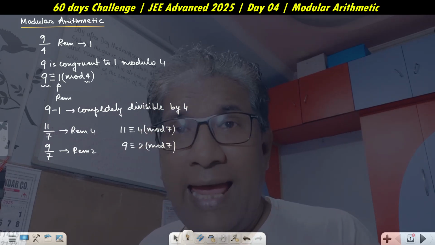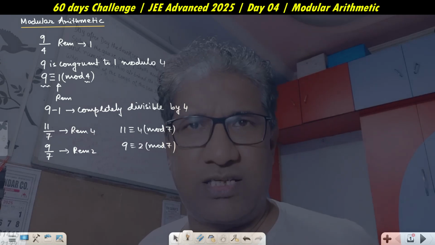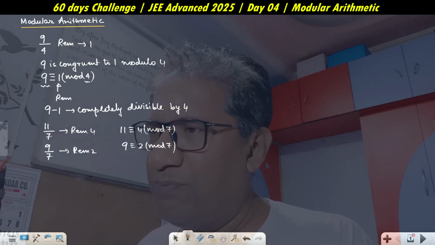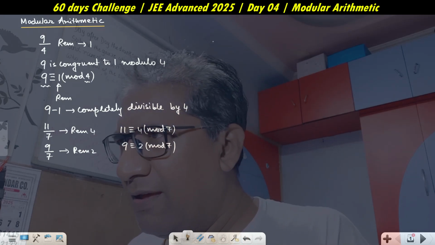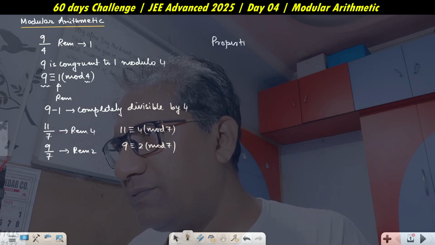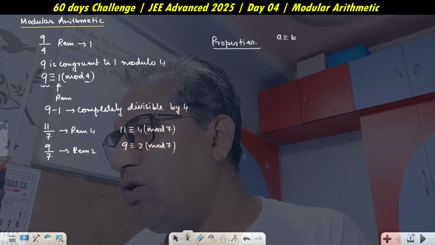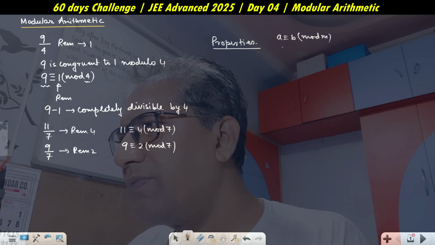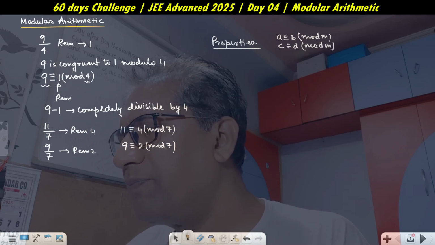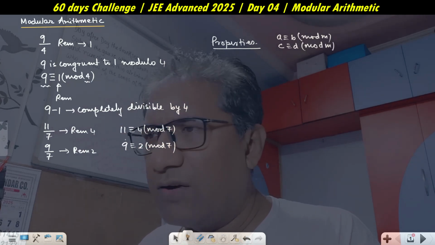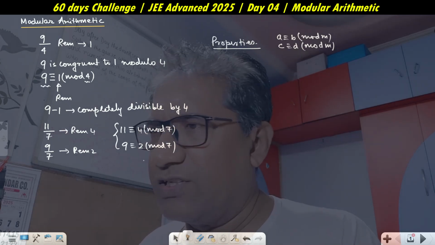Now let us see how it helps in finding out the remainder when the exponent is very large, as we have dealt with this in the binomial theorem. For that, we have to learn some properties. What are the properties? Let us say A is congruent to B modulo M and C is congruent to D modulo M. We will always take the reference of these two and establish the properties.